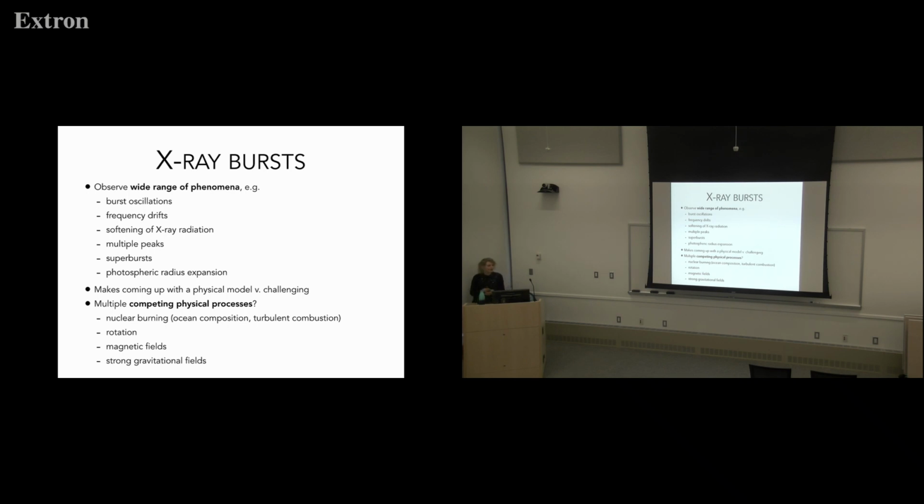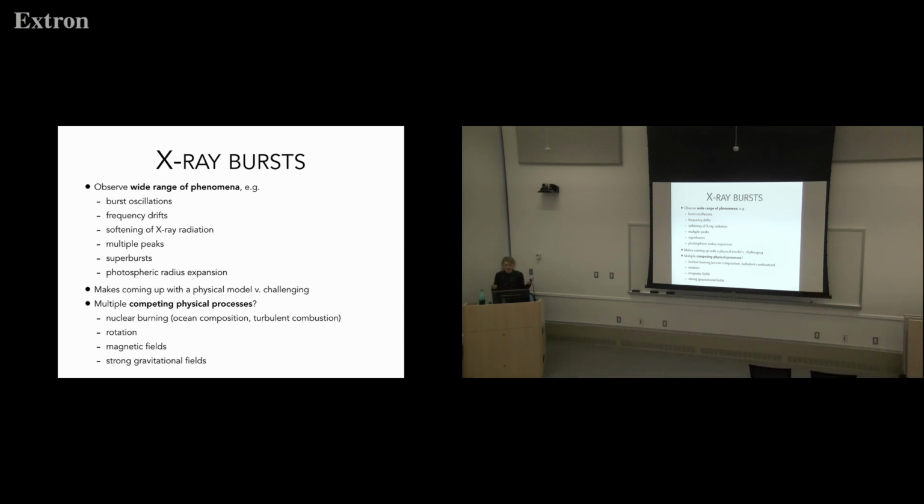We can see what are called superbursts. Superbursts are essentially the same as X-ray bursts, but everything's magnified by a factor of 1,000. So they're 1,000 times more energetic. The timescales are about 1,000 times longer, and they happen about 1,000 times less regularly. So instead of every few hours to days, they might happen every few months or years. We also have what's called photospheric radius expansion. This is where the burst is so energetic it throws out the upper atmosphere of the neutron star and causes it to expand significantly.